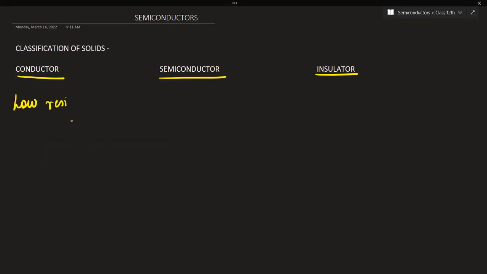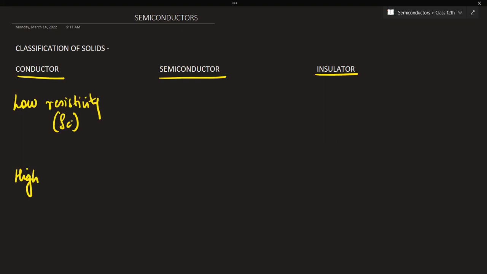Conductors have low resistivity. Fine, let us just talk about conductors first. Conductors have low resistivity, but they have high conductivity. Means quite less resistance will be offered by them. But when it comes to conductivity, they have a good amount of conductivity within them. But when you talk about resistivity, you will be able to observe very, very low resistivity.